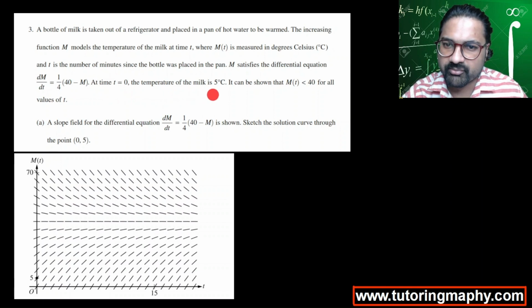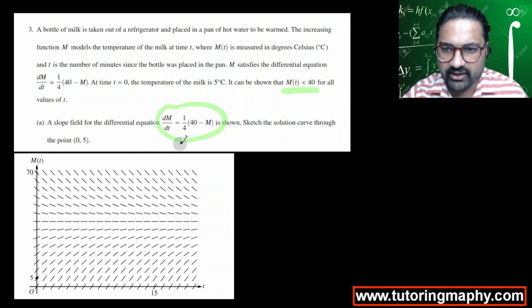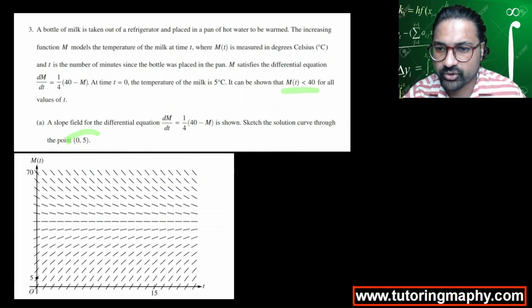At t equal to 0, the temperature of the milk is 5, and it can be shown that m is less than 40 for all values of t. So this is something which is given in the question, that m is always less than 40 for all t. The slope field for this is shown, and we need to find a solution curve through the point (0, 5), which is right over here. That's pretty straightforward.